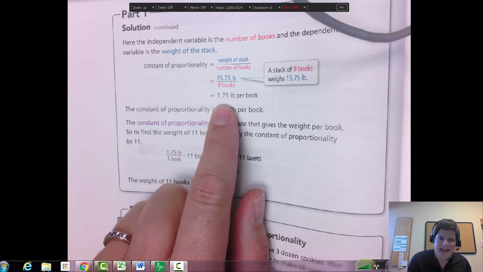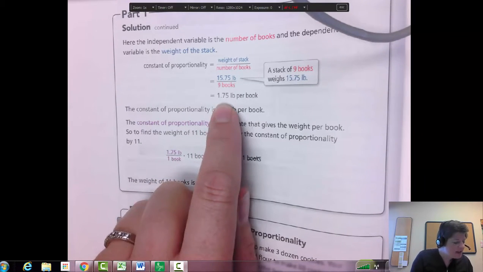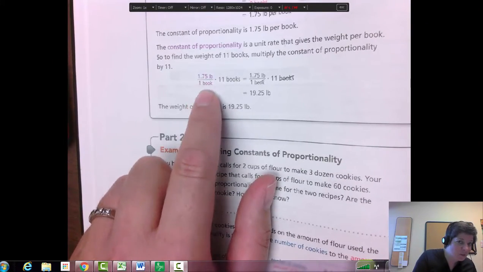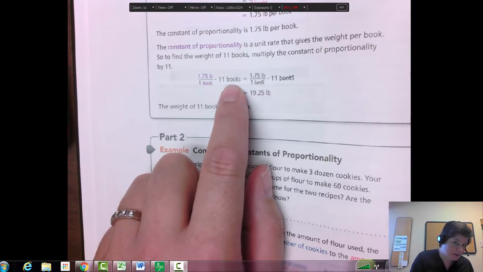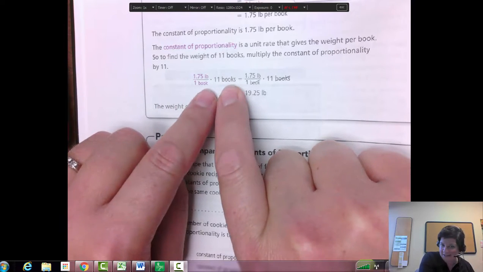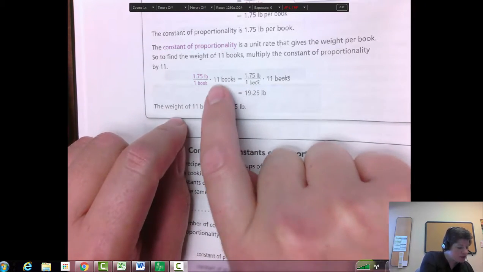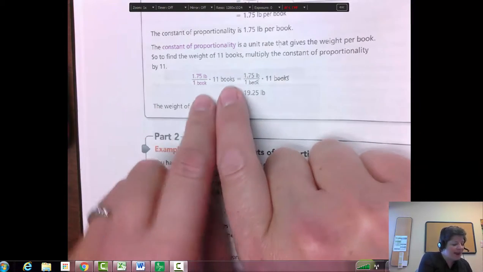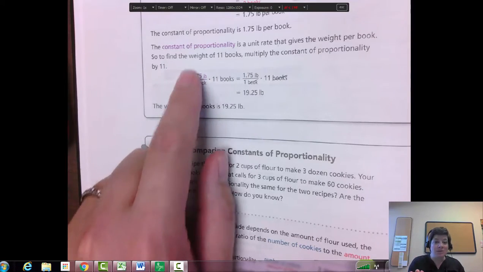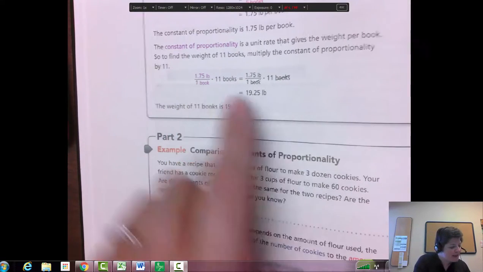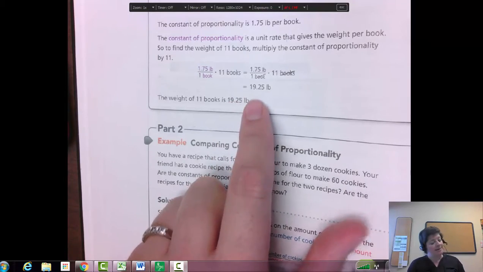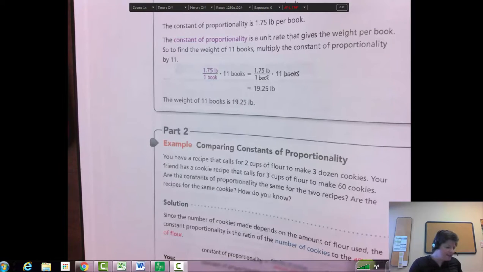And then they say, well, use that. How would I use that to find how much it would weigh for 11? Well, we know it's 1.75 pounds for one book. So how much would it be for 11 books? Think of it as 11 books, and we're going to multiply them together. The books would cancel so that you just get the pounds, which is 11 times 1.75. I like the way they write it out because they make you see why the books disappear. One is the 1.75 pounds per one book. And so we end up with 19.25 pounds. So we just multiply. Sometimes you have to divide, so be careful. But yeah, that's going to get us our answer.